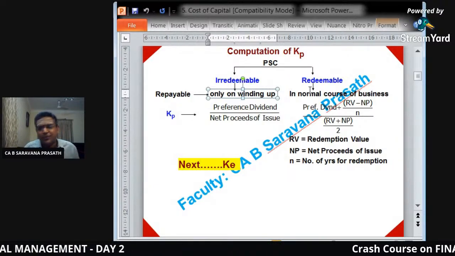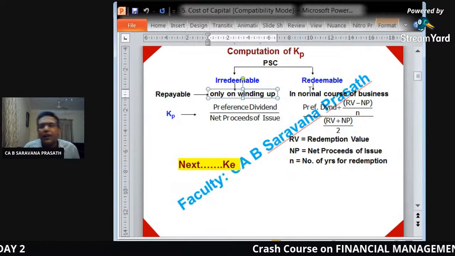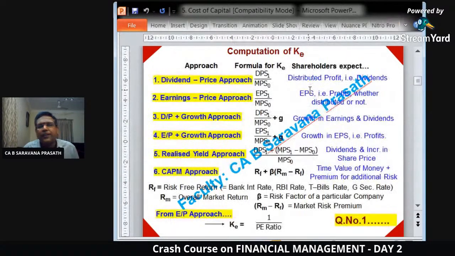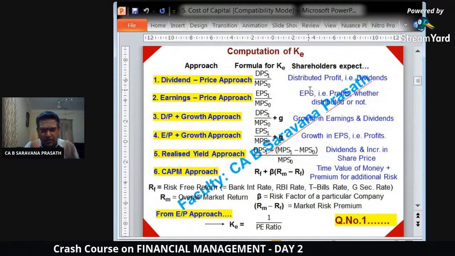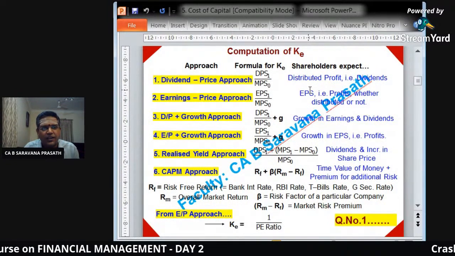There are only 6 approaches to computation of cost of equity. Now, what are the 6 approaches? The 6 approaches are written top down. The names of these approaches are written in this slide.